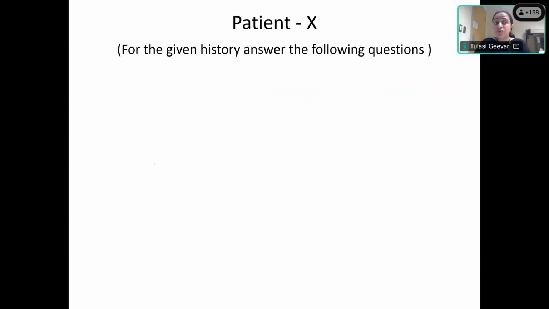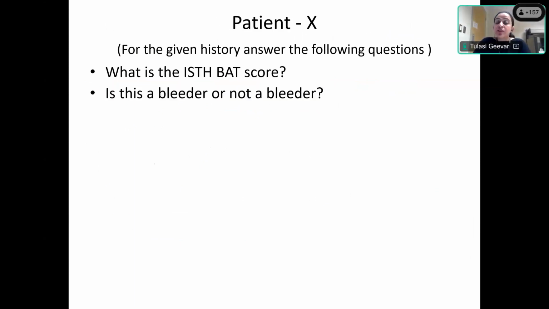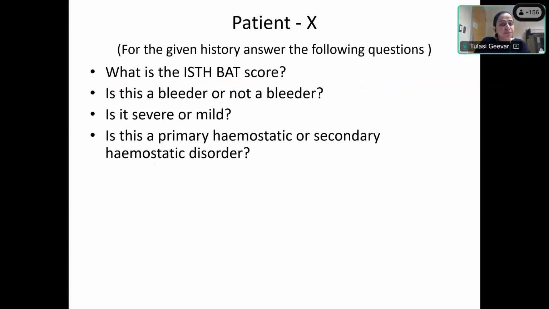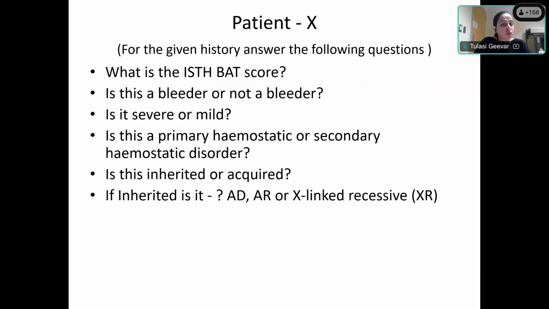Now let's go through history in some cases to understand how much information we can obtain from history. For the following two cases, I would want you to calculate the ISTH BAT score and answer these questions. Is the patient a bleeder or not a bleeder? Is it a severe or a mild bleeding disorder? Is it a primary or a secondary hemostatic disorder? Is it likely to be inherited or acquired? If inherited, what is the likely pattern of inheritance, that is autosomal dominant, recessive, or X-linked recessive? And finally, what is the likely diagnosis from the history?